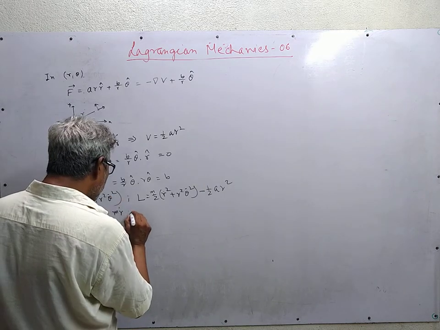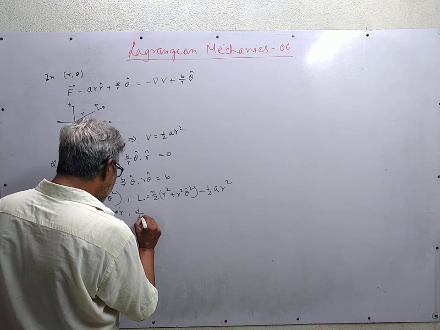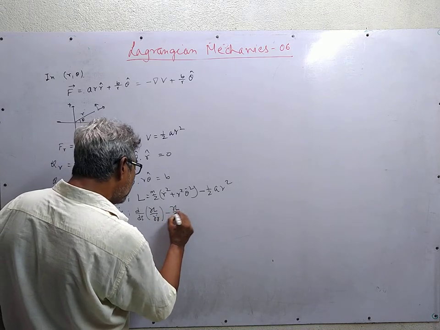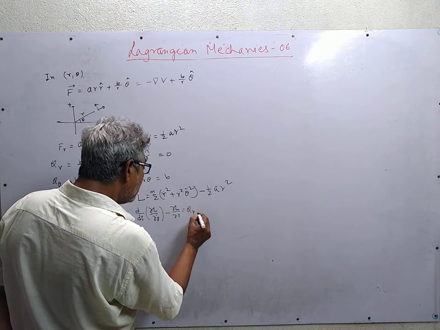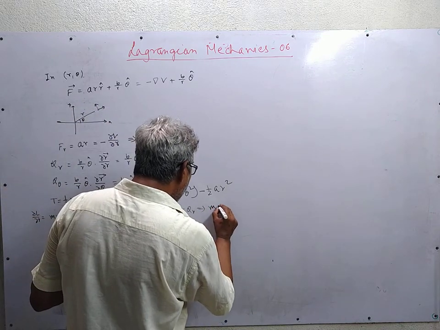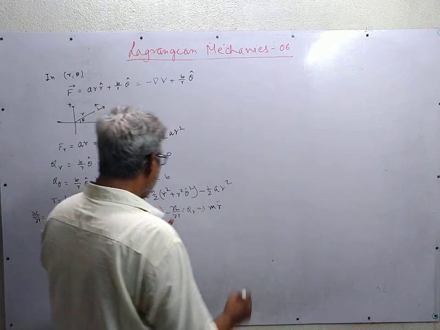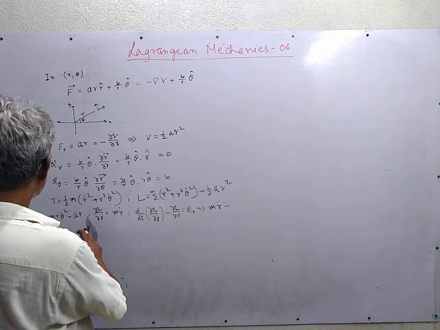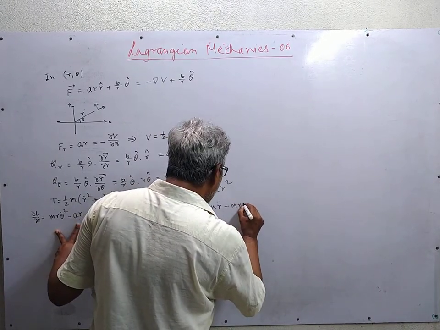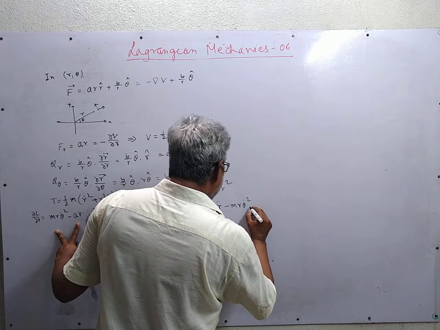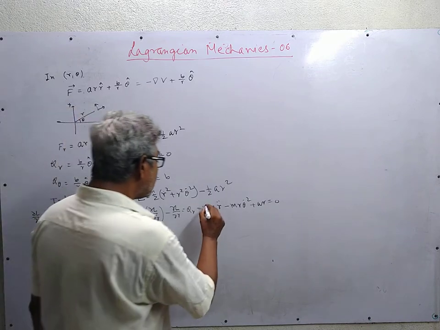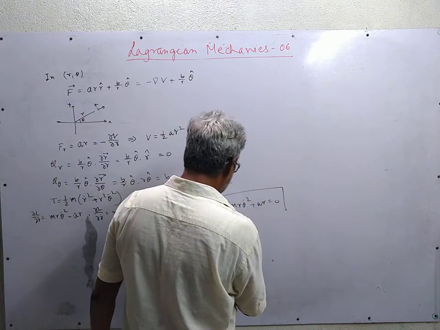So the equation of motion for this is d/dt of del L del r dot minus del L del r is equal to Q_r, which gives you m r double dot minus m r theta dot square plus a r is equal to 0. This is one equation of motion, the radial equation of motion.